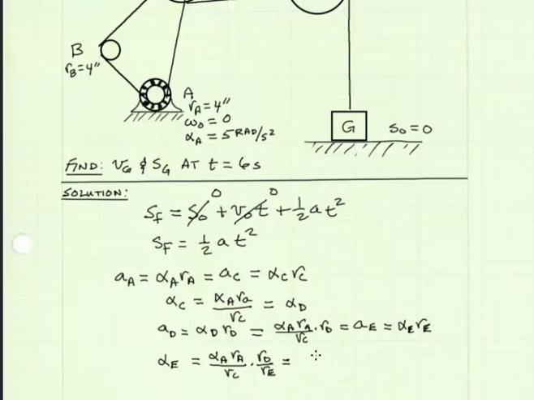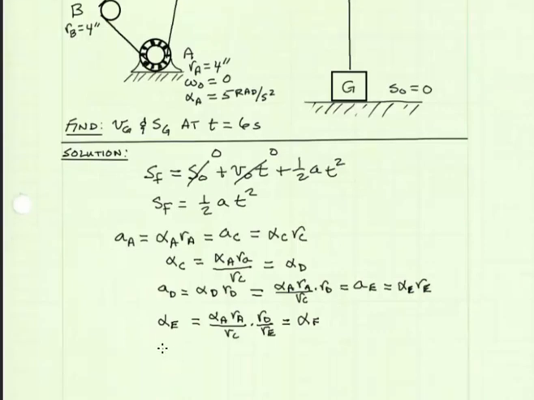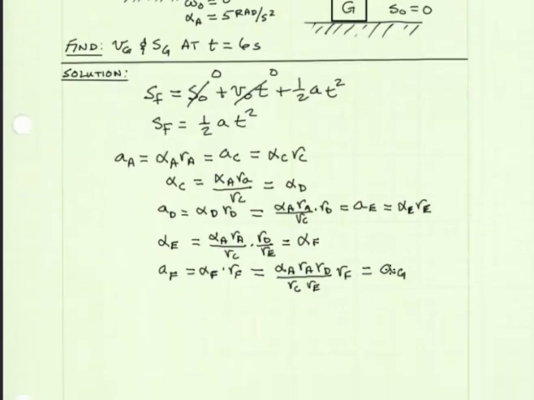This is also the same thing as the angular acceleration of F, since E and F are connected. The tangential acceleration of F is equal to alpha F times the radius of F, which is equal to alpha A, R_A, R_D divided by R_C, R_E, times the radius of F. But the tangential acceleration of F is also equal to the acceleration of G, since they're connected by that rope. Now we have an equation for the acceleration of G, and we can plug in what we know to find out what that acceleration is.